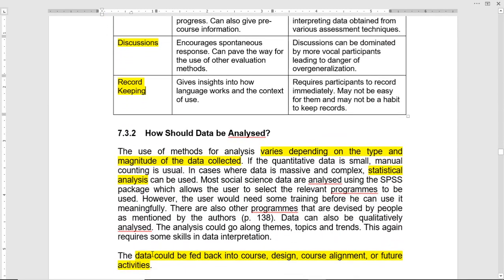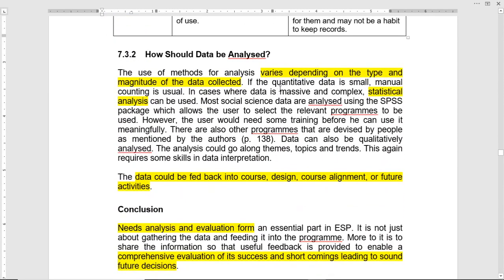So how should data be analyzed? It varies. If it is a large amount of data, you have to use statistical analysis. If you use a Google form, that's very easy. With an online form, it is automatically summarized. Then if it is small data, you can analyze it individually.